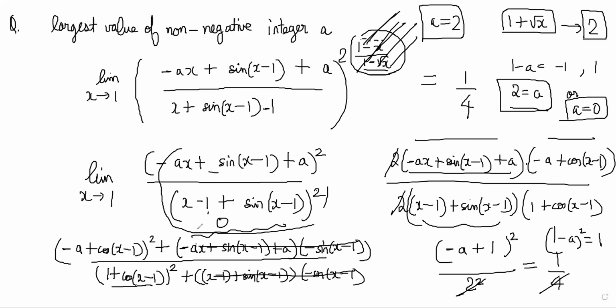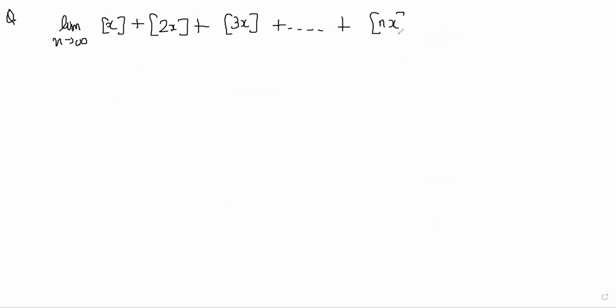Right. Now the last one is this: limit n tends to infinity of [x] + [2x] + [3x] and so on till [nx], divided by n square, where [ ] is the greatest integer function.